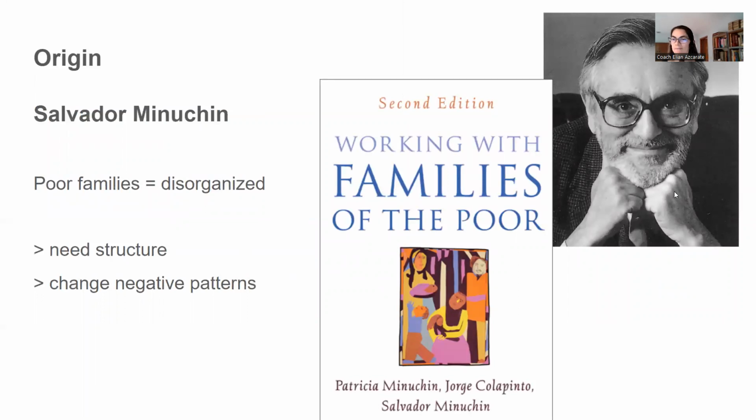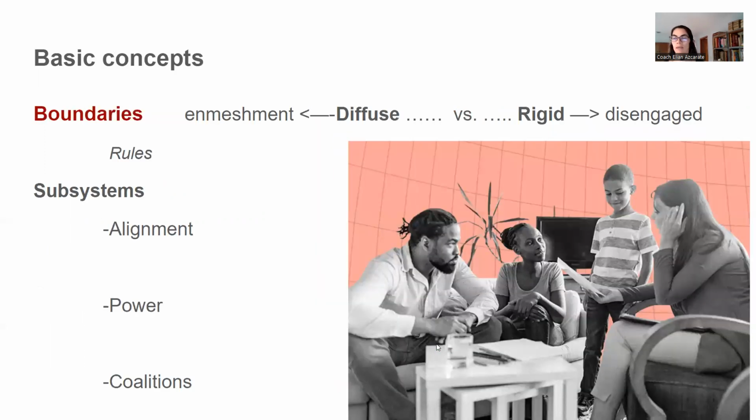Salvador Minuchin, this guy over here, worked with poor families, as I was mentioning before, and he saw that a repeating pattern was disorganized patterns of behavior and a lack of structure. So he thought that the element of structure needed to change. They needed structure to deal better with problems and stressful situations, as well as to interact in a healthier way between the members of the family. So he worked on changing negative patterns and raising awareness of boundaries and subsystems.